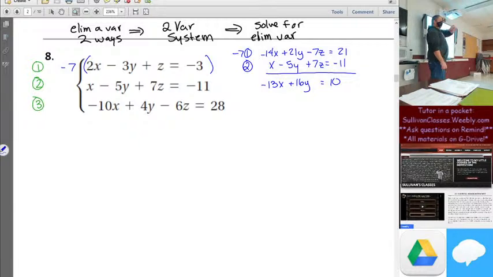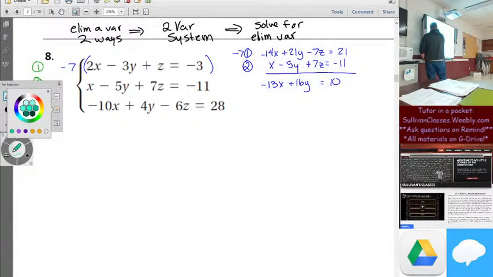Don't go getting rid of x now. I got rid of z one time, so get rid of z another time. That's too light. I can't see that.